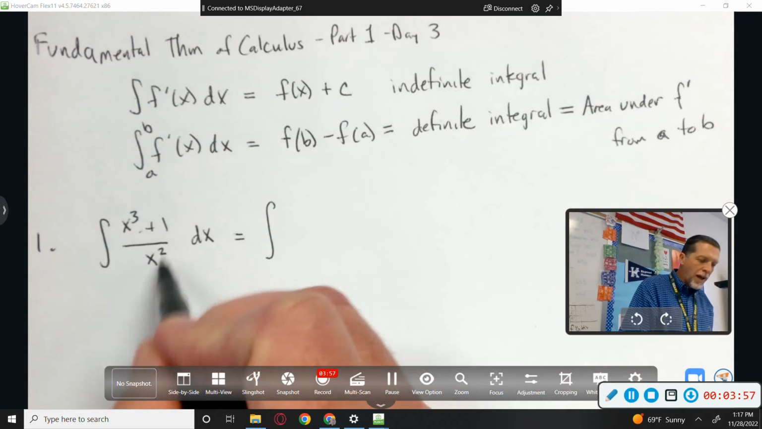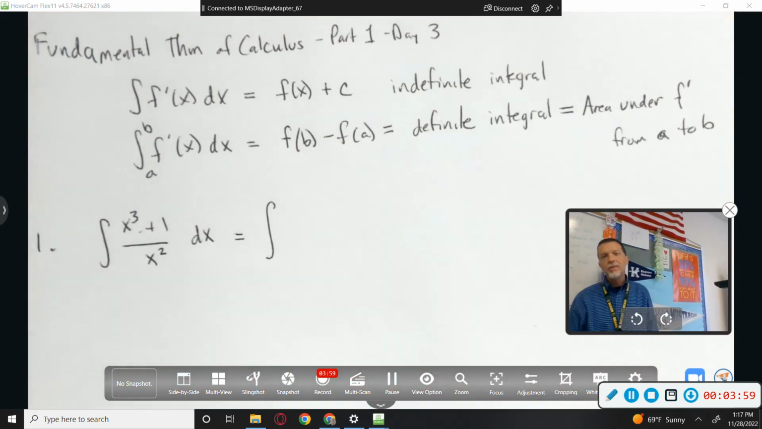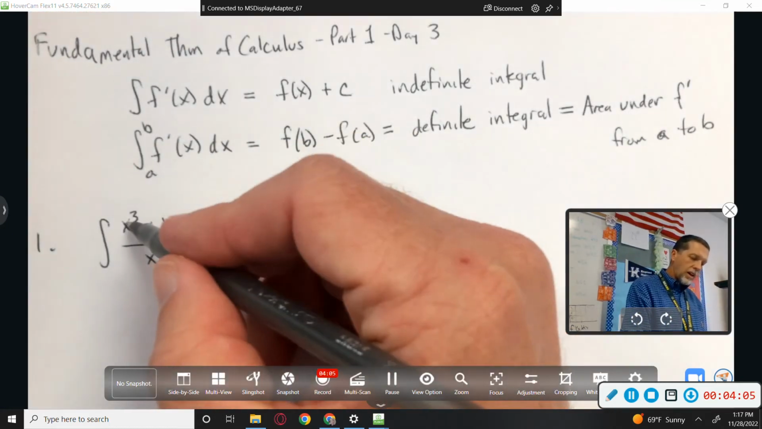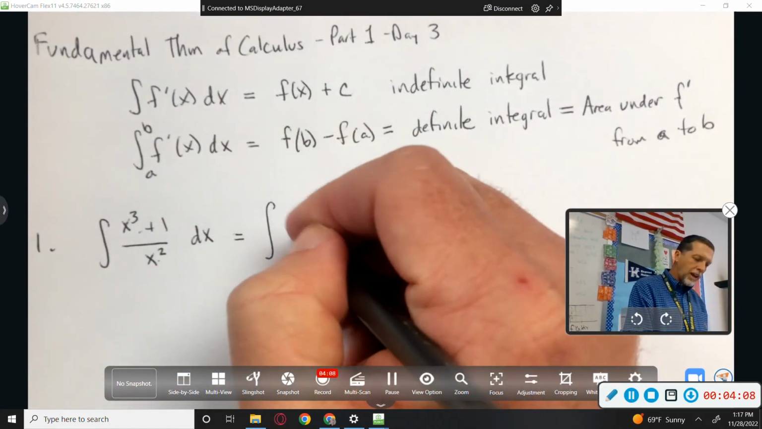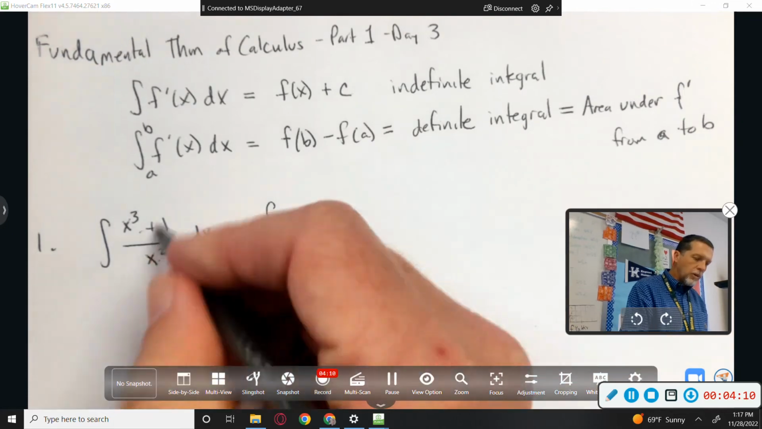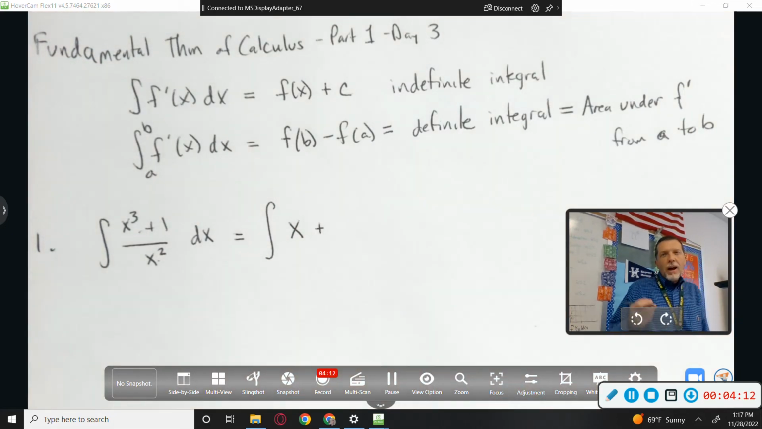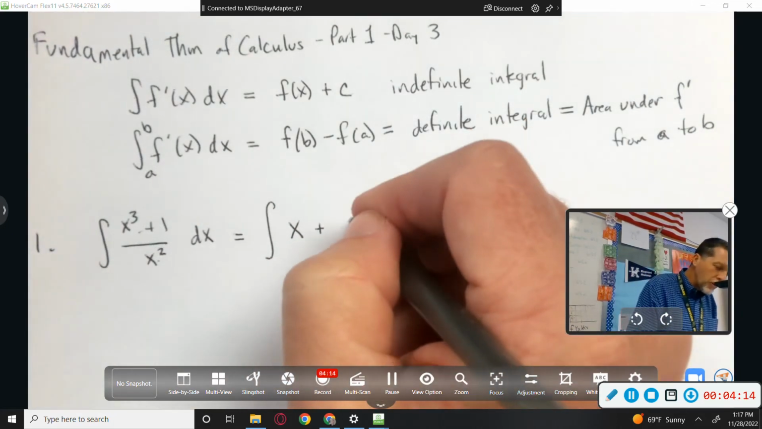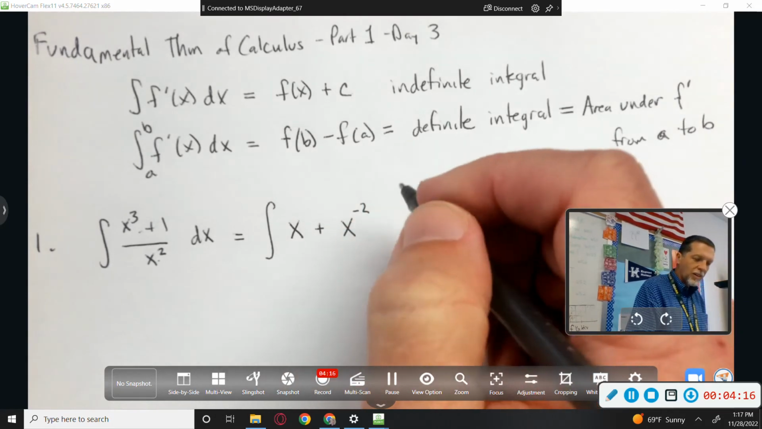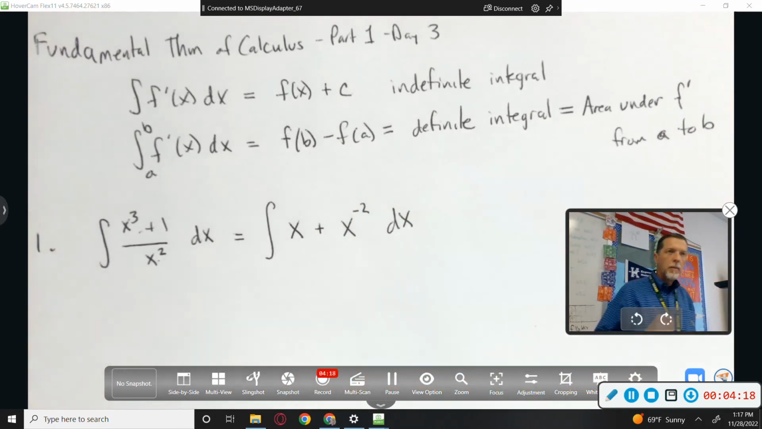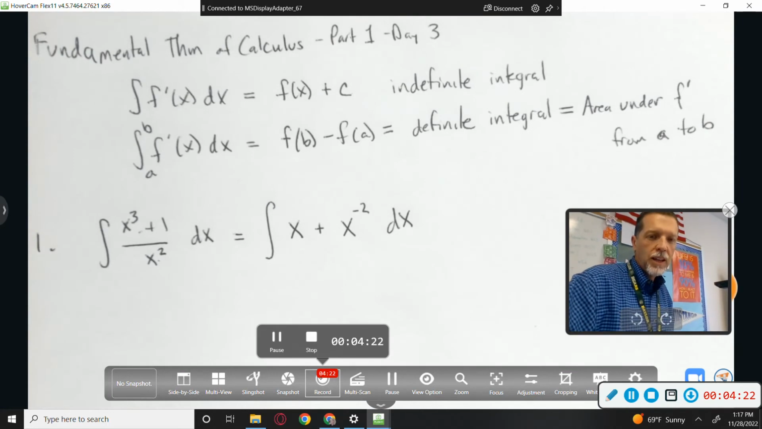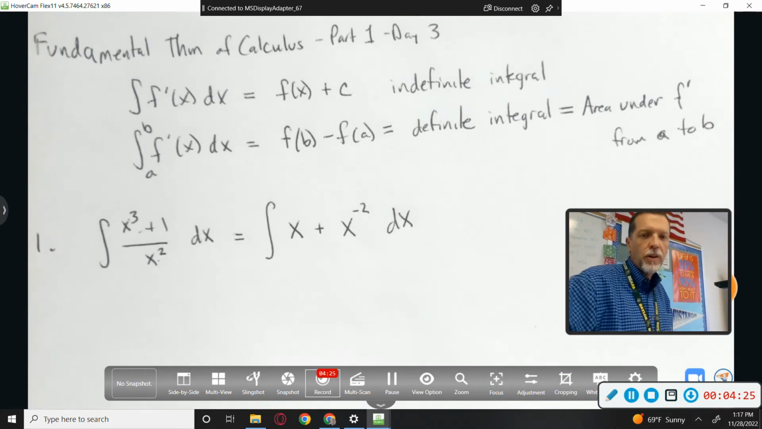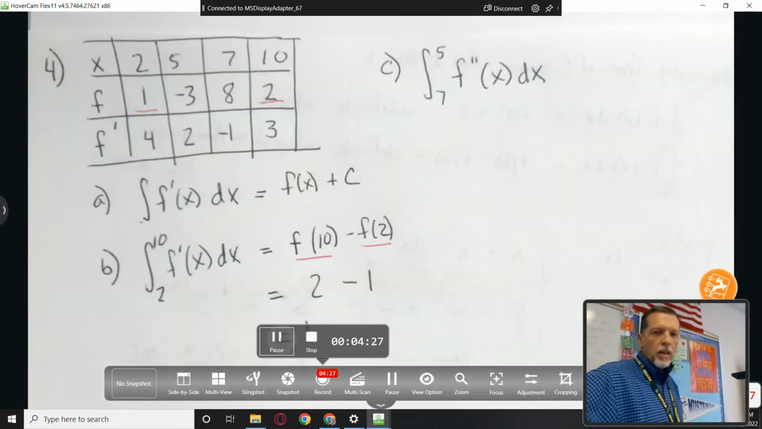Now, there is no magic quotient rule for antiderivatives, so we've got to algebra our way out of this thing. X cubed over x squared would be x. 1 over x squared, I could write it as 1 over x squared, but I can't use the power rule like that, so I'm just going to change it to x to the negative 2. Right, now I'm going to press pause and let you see if you can take the antiderivative of both of those things.